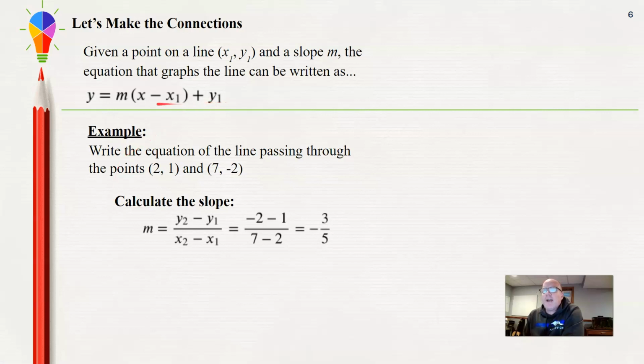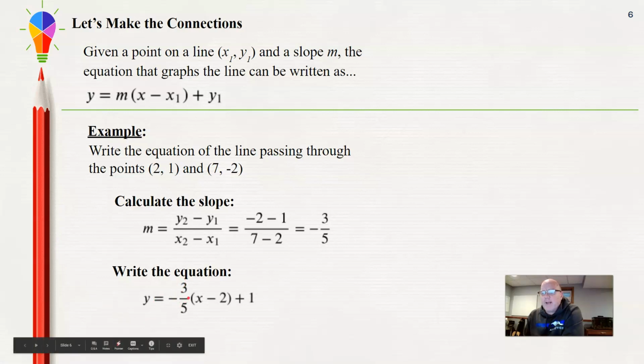But now, since I have this official definition of point-slope form, I can go right to the equation. So I can write this equation as y equals negative 3/5 times the quantity x minus 2 plus 1. And you might be saying, well, where did this x minus 2 plus 1 come from? Well, it came from the fact that they gave me a point, 2, 1. So based on this definition up here, it's x minus x1. So that's going to be x minus 2 plus y1. Well, the y1 is a 1.